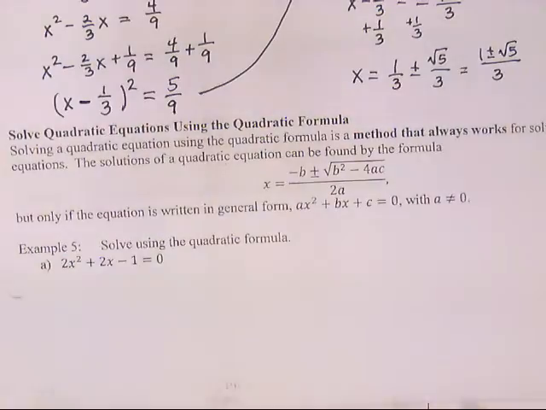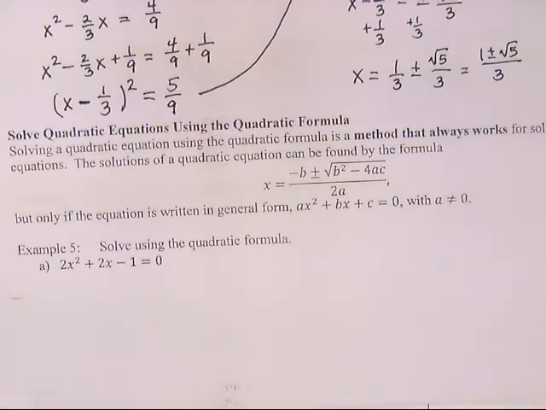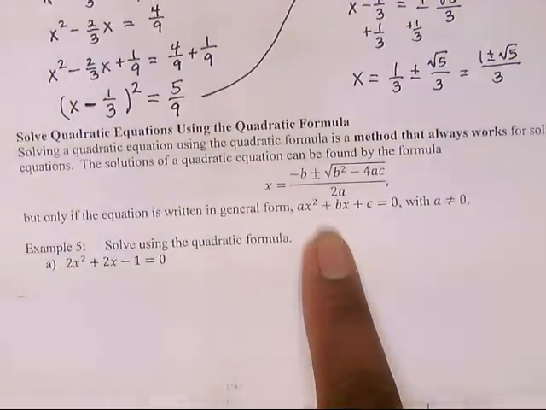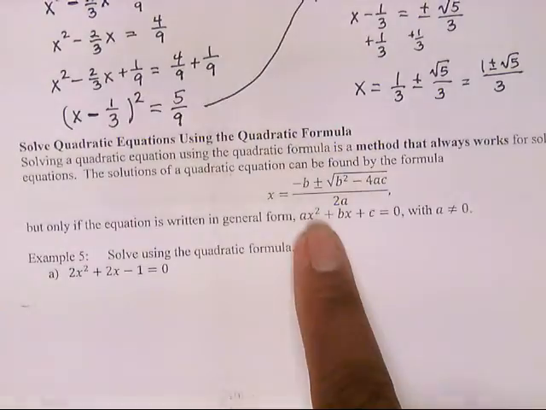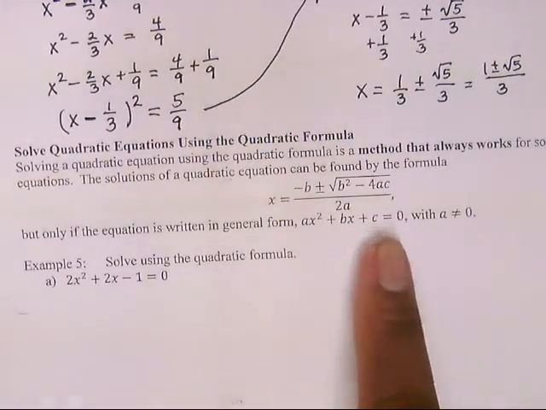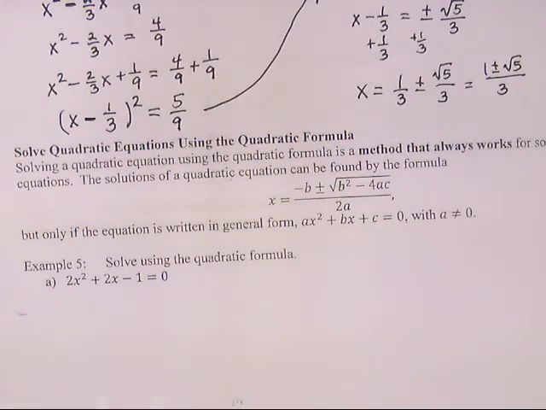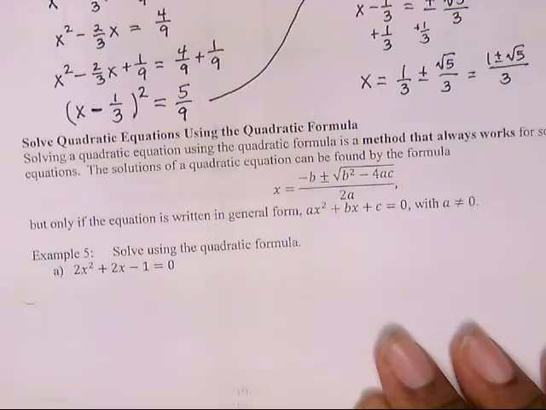So the solutions of a quadratic equation can be found by the formula x equals negative b plus or minus the square root of b squared minus 4ac, all divided by 2a. But only if the equation is written in general form. That means it has to be written as ax squared plus bx plus c equaling 0, where a is not equal to 0. Okay?